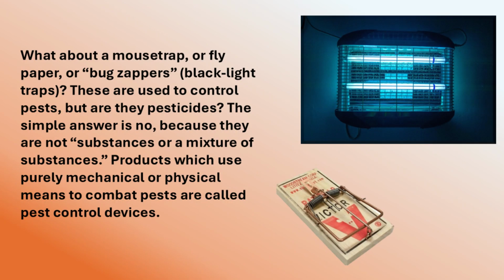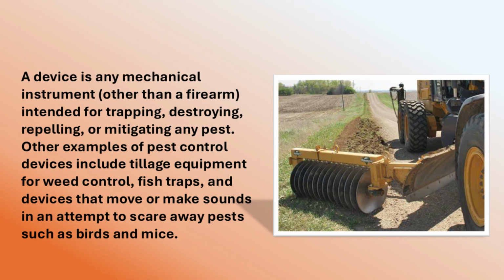What about a mousetrap, or flypaper, or bug zappers, blacklight traps? These are used to control pests, but are they pesticides? The simple answer is no, because they are not substances or a mixture of substances. Products which use purely mechanical or physical means to combat pests are called pest control devices. A device is any mechanical instrument other than a firearm intended for trapping, destroying, repelling, or mitigating any pest.